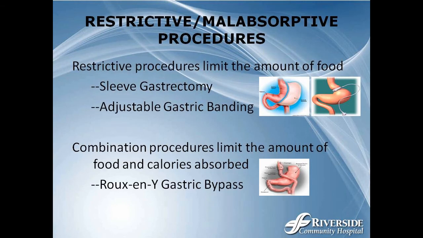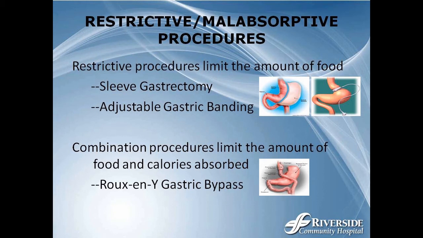The 3 types of surgeries offered are either restrictive or malabsorptive procedures. Restrictive procedures limit the amount of food by reducing the size of your stomach, and therefore you cannot consume regular portions. The 2 types are sleeve gastrectomy and adjustable gastric banding.